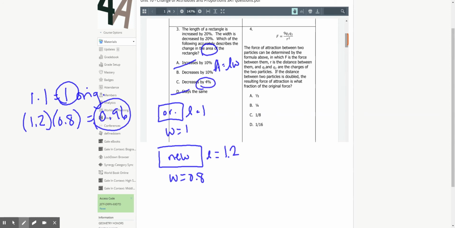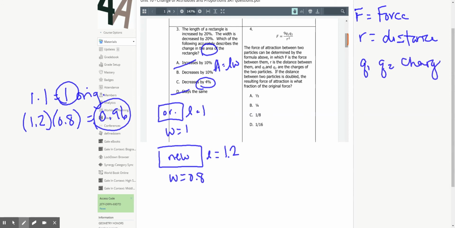Number 4, the force of attraction between two particles can be determined by the formula above, in which F is force. So I always come over here and define my variables as I'm reading. F is force, R is distance. That's kind of weird. Q1 and Q2 are charges.